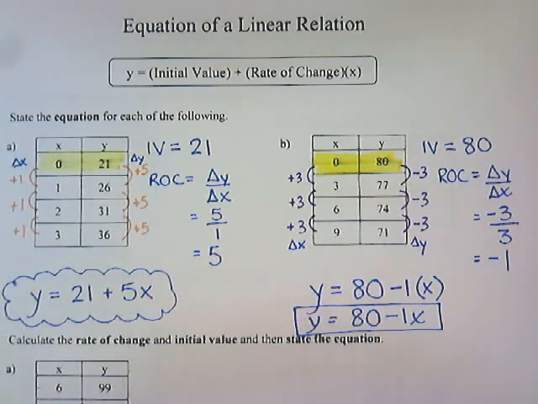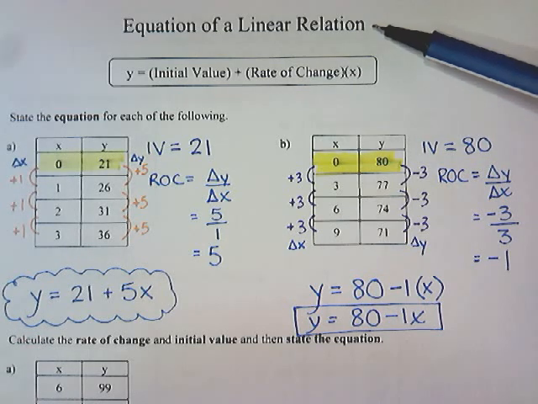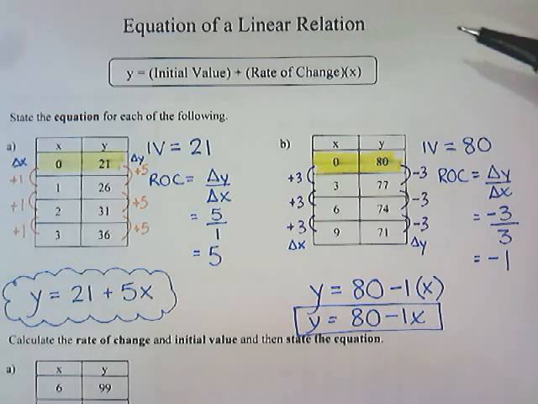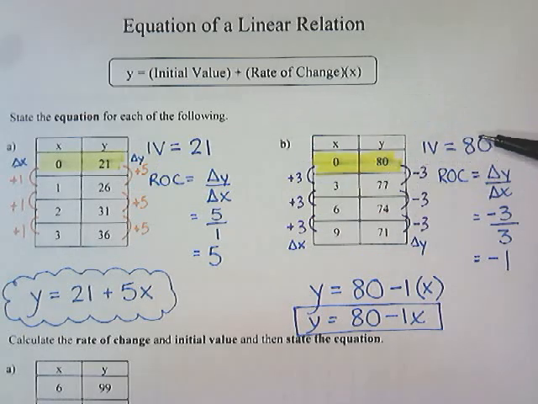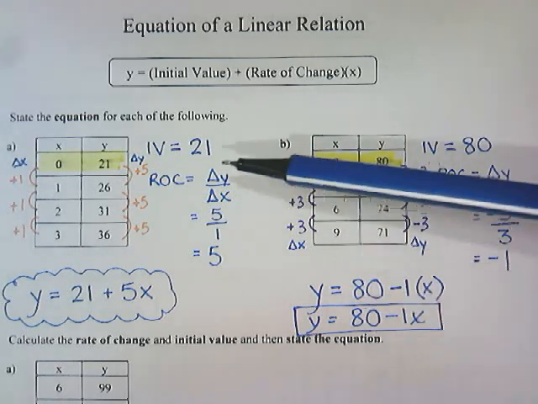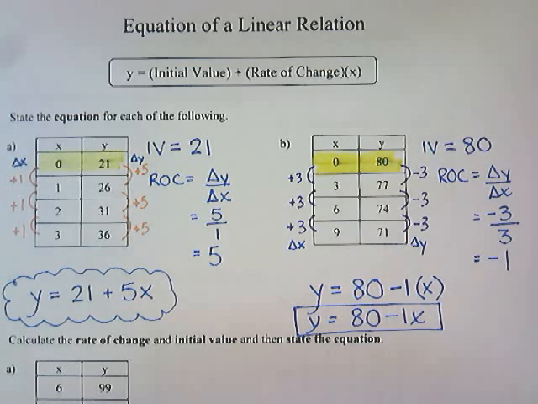Okay, this is part 2 of our lesson on equation of a linear relation. So in part 1, we took two tables of values. We found their initial value or zero term. We calculated their rate of change, so what they were going up or down by each time. And we wrote an equation that would allow us to calculate any term that we wanted in that table.